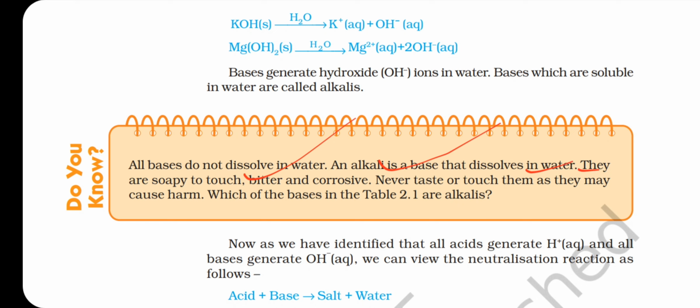They are soapy to touch, bitter and corrosive. So never taste or touch them, they may cause harm. All the bases are not alkali, but those bases which are soluble in water are called alkali. The properties of alkalis are also summarized here: they are soapy to touch, bitter to taste, and corrosive in nature.